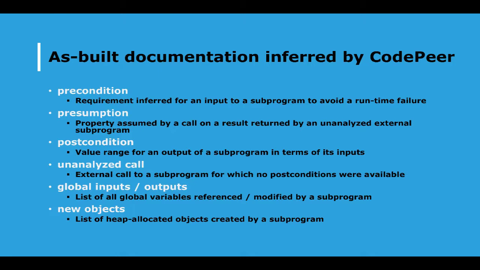Finally, the subprogram may create new objects on the heap and return a reference to such objects. And that can be very important for understanding what the storage implications of calling this subprogram are, how many objects it's creating, and what the overall storage expense of using this subprogram is. And again, this is something that CodePeer provides in an as-built documentation section. And therefore, when you're doing, let's say, code review, you don't have to necessarily stare at the code for hours to understand what's going on. CodePeer can give you these sorts of hints about the overall effects of the subprogram.